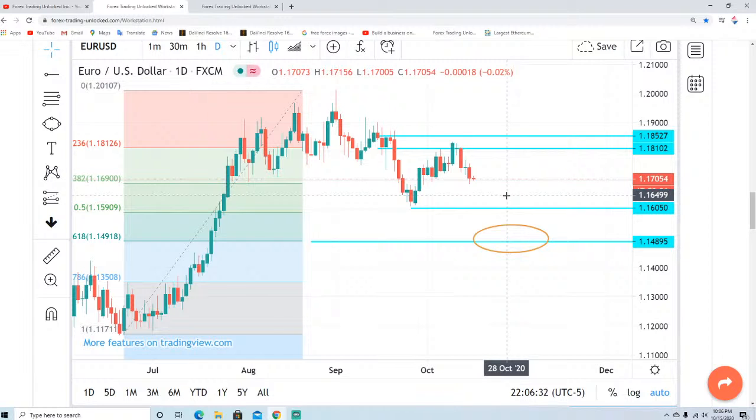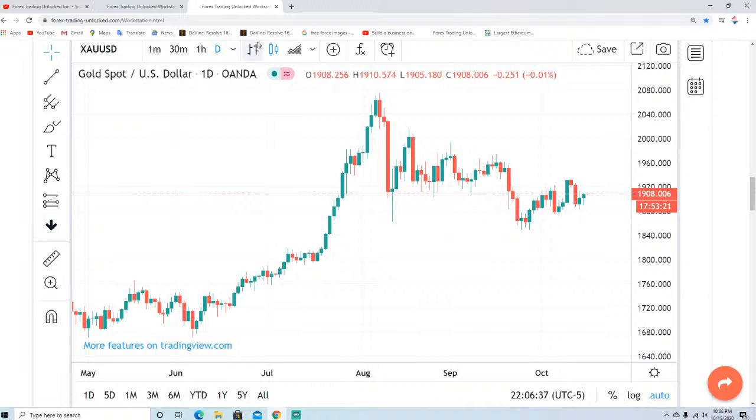Let's see, do we have any questions? We don't have any questions on the Euro US dollar. Now we do have a question about gold versus the dollar.